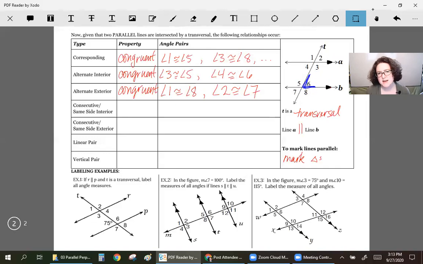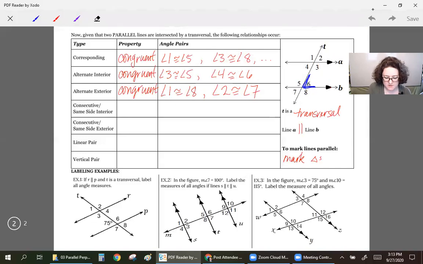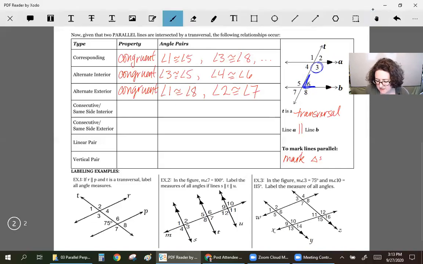consecutive or same side interior angles means I'm going to have an angle on the same side of the transversal, but it has to be inside. So we're looking at angle 3. Is there any way that you think angle 3 and angle 6 can be congruent to each other? Well, unfortunately, one's acute, one's obtuse, they're not going to be congruent. But as we'll look at this a little bit more when we start playing around with our angle measures, we can actually say that those are supplementary angles.